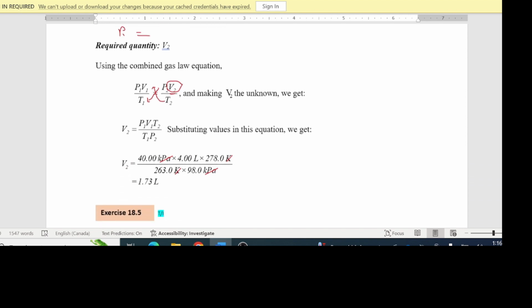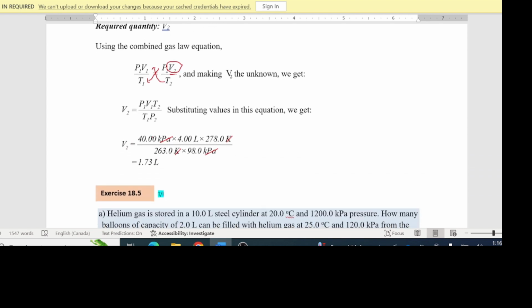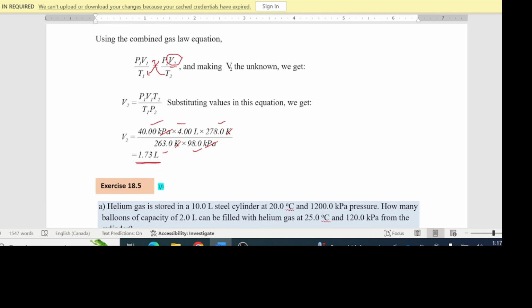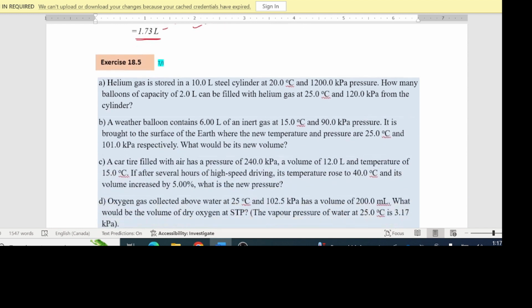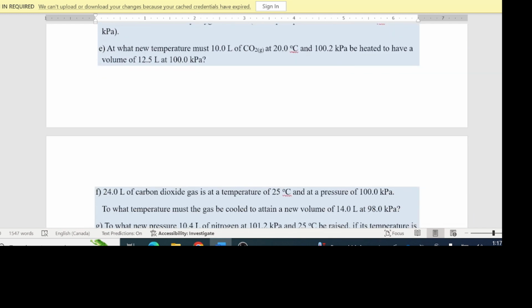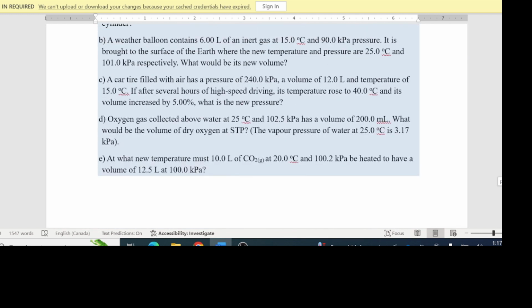Now you put in all those values there. That's P1, that's your V1, that's your T2, that's T1, and that's your P2. And your V2 is 1.73 liters. See, it's shrunk from 4 liters to this because it's experiencing a higher atmospheric pressure. Never mind that you have a little bit more increase in temperature. The change in pressure was more drastic than the increase in temperature. So then you have some questions there for you to do based on the combined gas equation, okay?